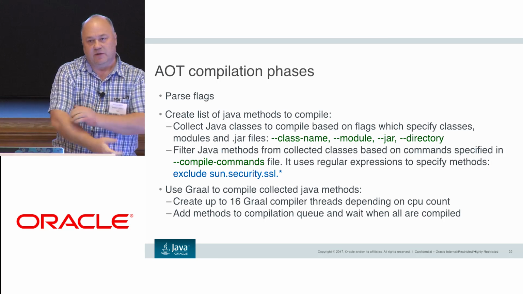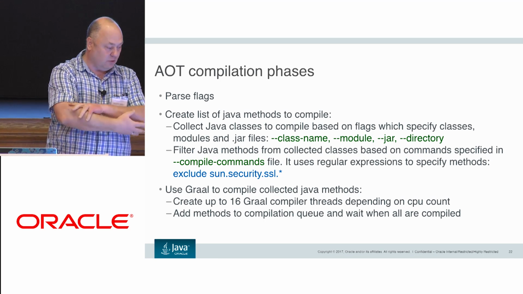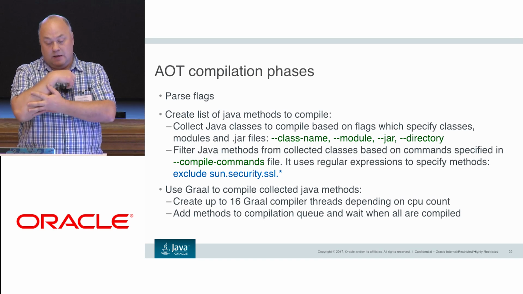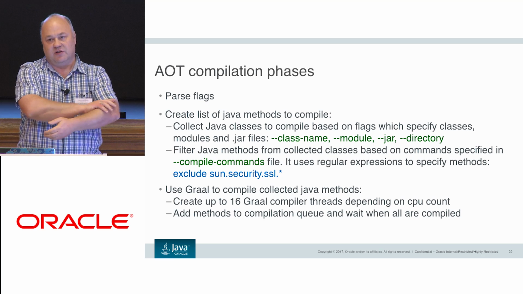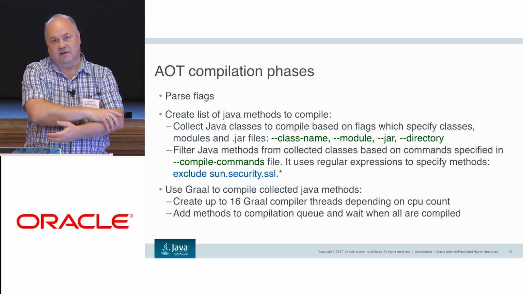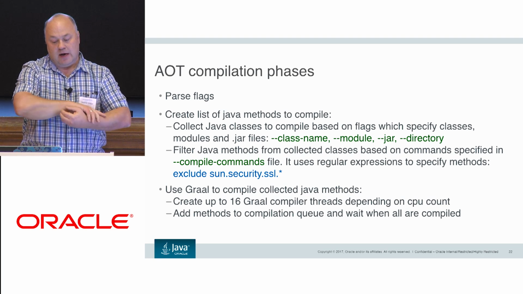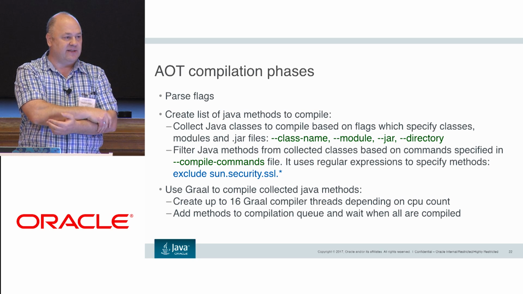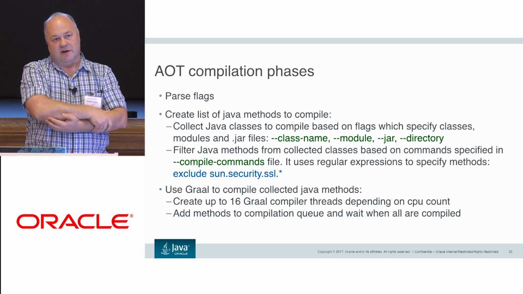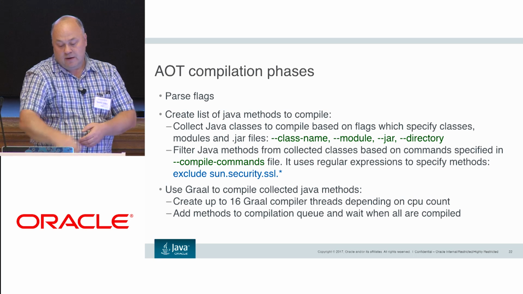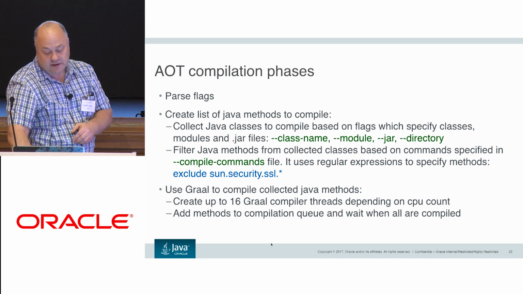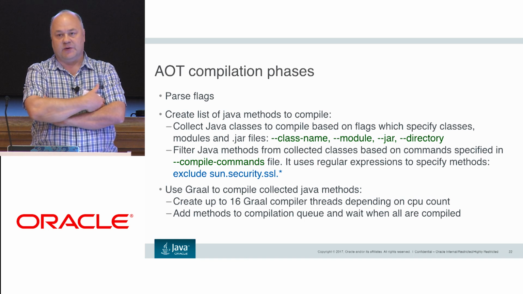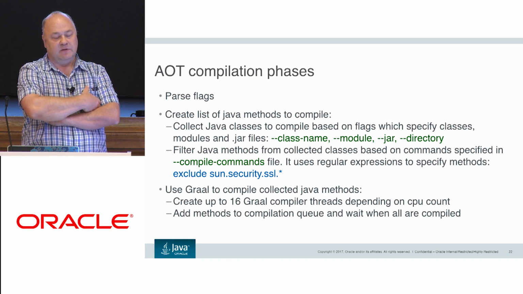Let's talk about AOT compilation phases, which happens in jaotc tool. So we have initialization, collecting methods to compile, method compilation, converting generated compiled code to AOT code, and generating finally shared library. After classes are loaded based on command line, we look through all methods and filter them if you specify compile commands file. After list of methods is created, we fork up to 16 threads of Graal and start compiling it.